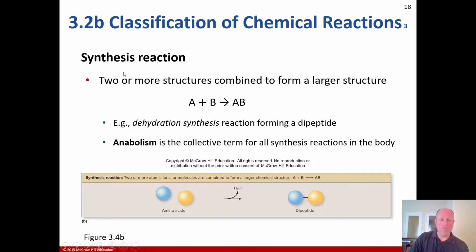In a synthesis reaction, two or more structures combine this time to form a larger structure. So A and B separately become AB. An example is a dehydration synthesis reaction forming a dipeptide from two amino acids, right? Anabolism is the collective term for all synthesis reactions in the body. So you have two amino acids and then water basically playing a role as well, as it always will with the bonds here, in this case being removed from the equation and forming a bond between these two amino acids to form a dipeptide.